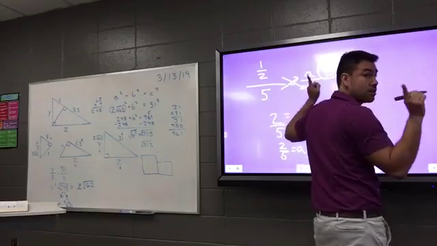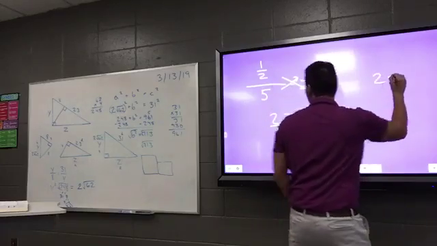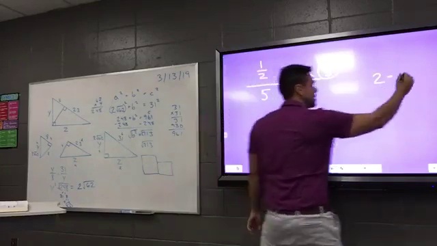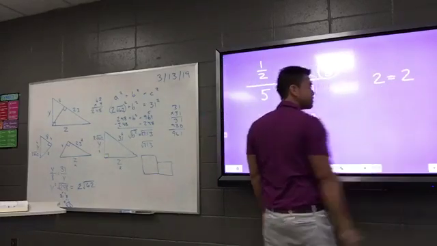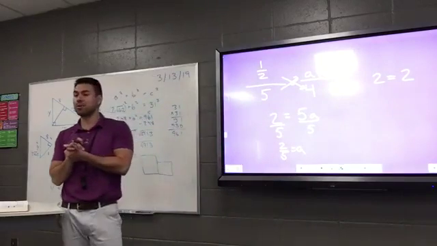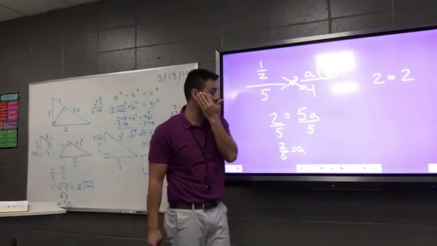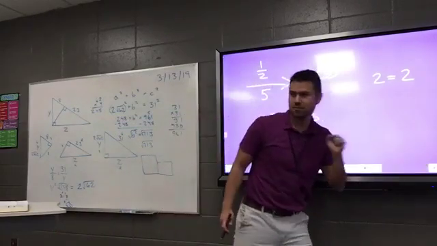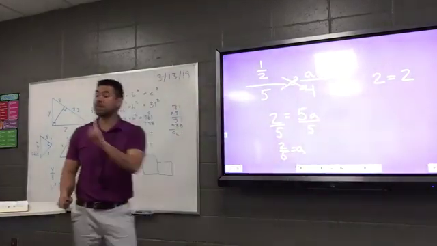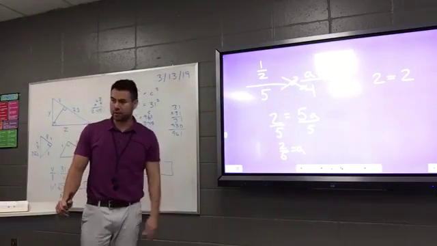What's 1/2 times 4? 2. What's 5 times 2/5? 10 over 5, which is 2. It works. There is a number, and that's when you have a variable: you solve for it and get your 2/5. With a variable, you have to find what that value is.